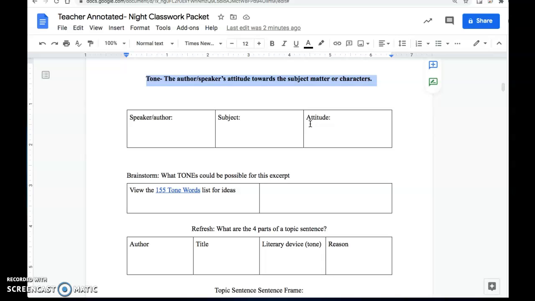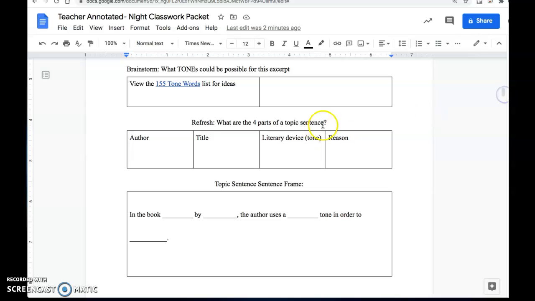Then we looked at tone a second time when we read the short story called "Eleven." Remember little Rachel? She's in elementary school, and her teacher forces her to put that ugly, stinky red sweater on. And we decided, how does Rachel feel about the sweater? And that's the tone. So we're going to do that for the excerpt, and then what we're going to do is write a 4-part topic sentence.